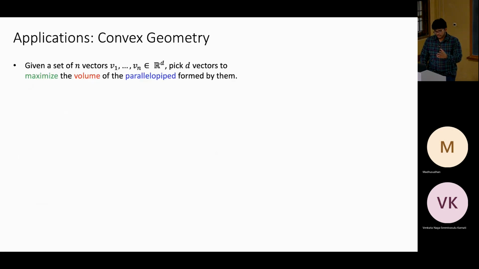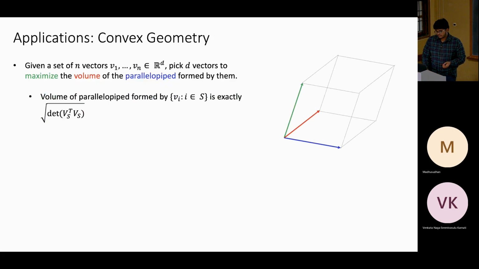And convex geometry. So here you're given n vectors in R^d, and I want to pick d of them so that I maximize the volume of the parallelepiped. Volume is the square root of the determinant of V_S transpose V_S.